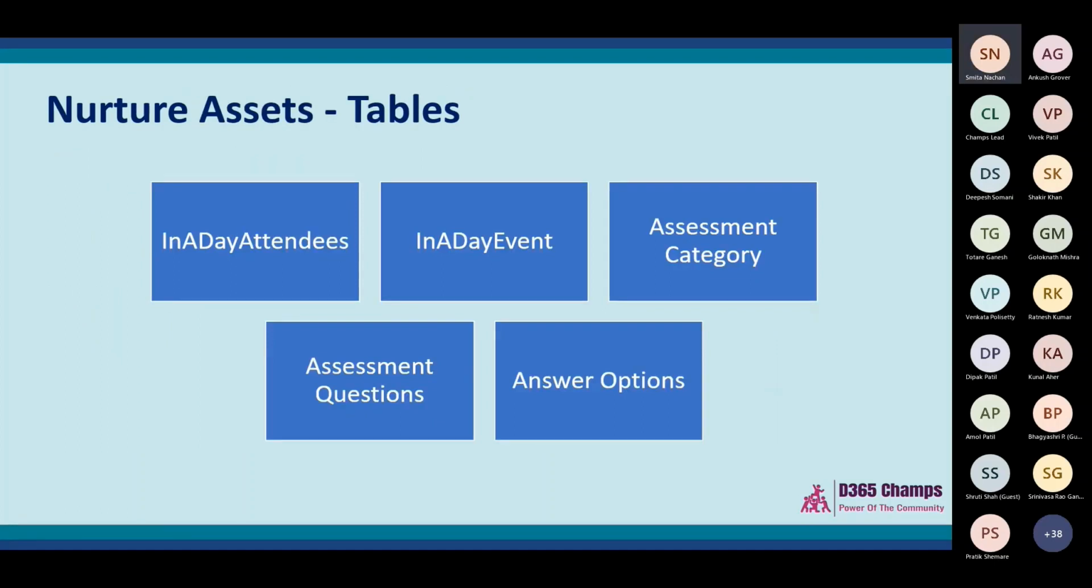So here is In a Day Attendees, which represents the attendees that have registered for a training in a day. In a Day Event represents available training events, relating to a Training in a Day management canvas app. Then this assessment categories such as data, audience, support, and the assessment question used in a maker assets apps, and these answer options, the potential answers to the question in a maker assets apps.